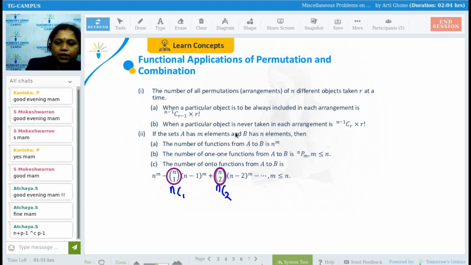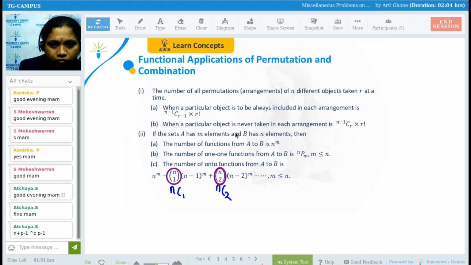Now you may not get the meaning of one-one and onto functions, or I have explained one-one function. No, it is actually in the syllabus of 12th. Okay. So what is a one-one type of function?